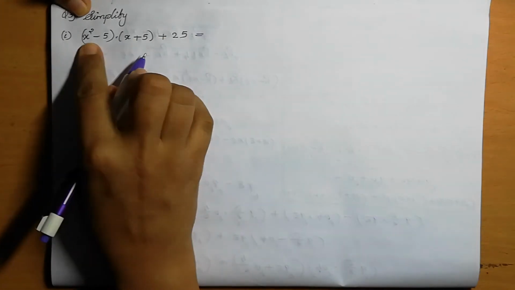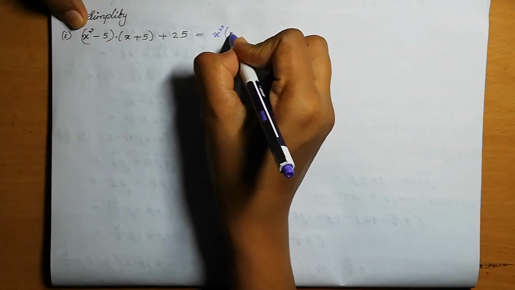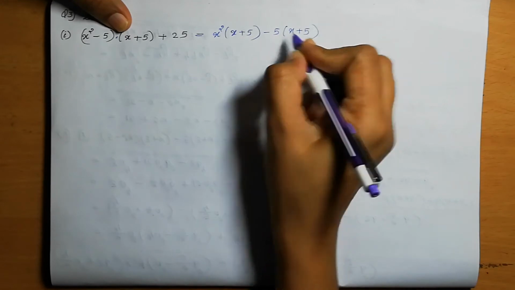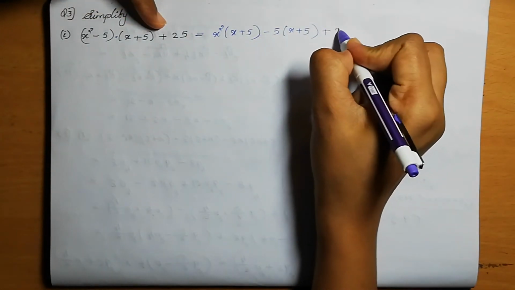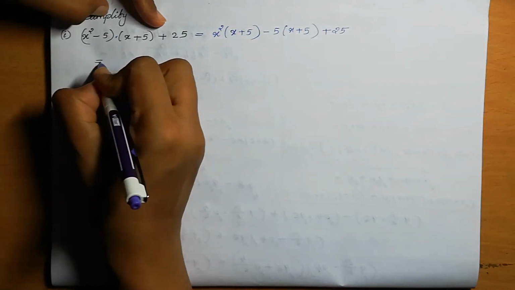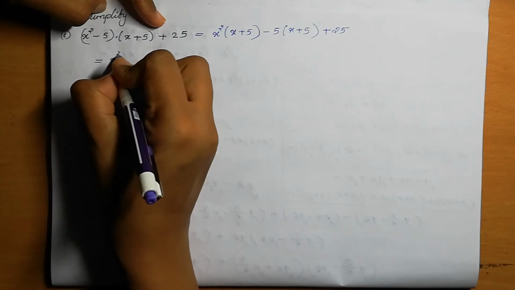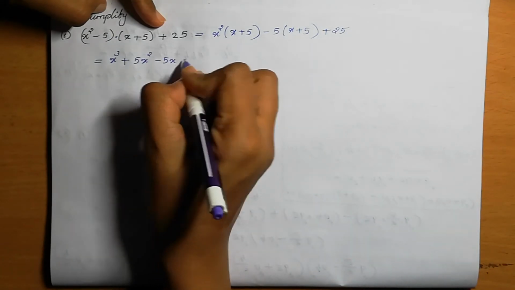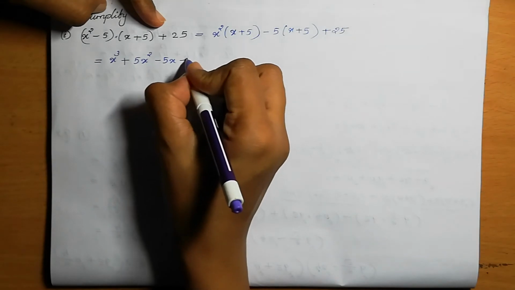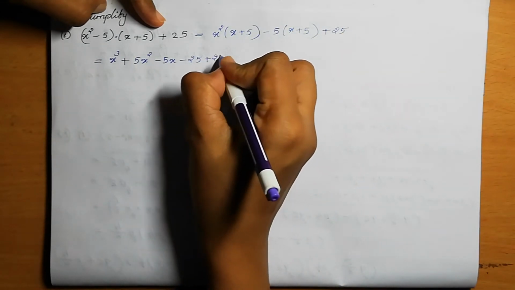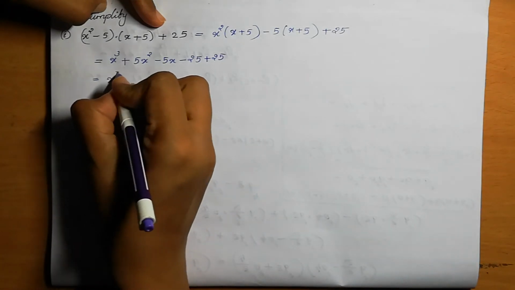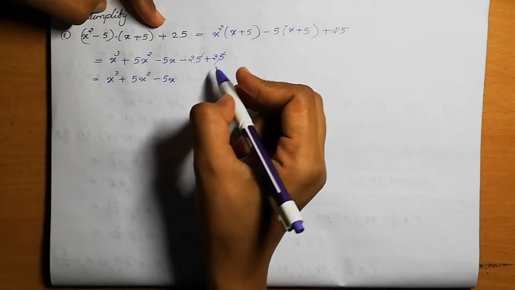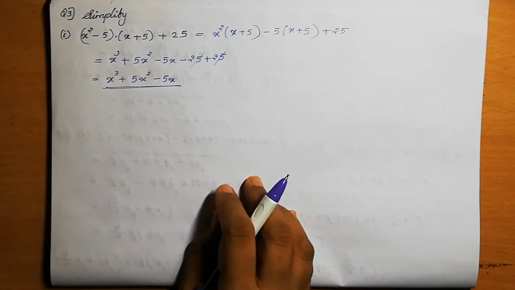So this is equal to, here we can open the same way, x square into x plus 5, then what is remaining? Minus 5 into x plus 5. Each item we need to multiply. That is the concept of opening the bracket. Plus 25 as it is only. So this is equal to x square into x is x cube plus x square into 5 is 5x square minus 5 into x is minus 5x minus 5 into plus 5 is minus 25 plus 25. So that is equal to x cube plus 5x square minus 5x, minus 25 plus 25 is 0 only, right? So the answer is x cube plus 5x square minus 5x.